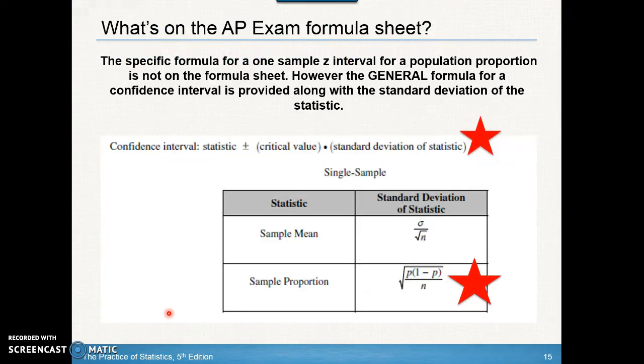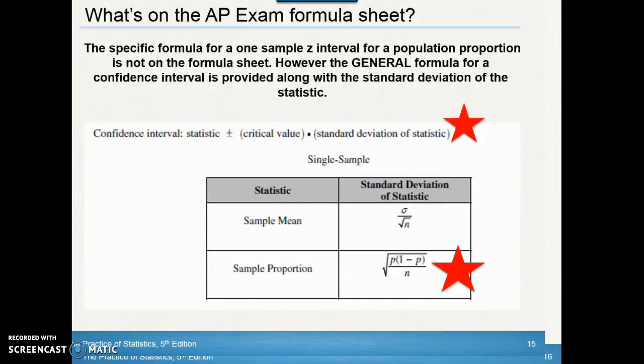Okay, so next question is, what exactly is on the formula sheet? Remember that the specific formula for each individual confidence interval is not going to be on the formula sheet. However, you have this general confidence interval formula on the formula sheet for the AP exam. You just have to plug in what you know. Statistic, we know for proportions, it's p hat. Critical value, you're going to use z-scores. Standard deviation of the statistic, that is on your formula sheet right here, as long as you know you're talking about proportions, and just know that this is going to be p hat, since we don't know the population proportion, so we're using the sample to estimate it.